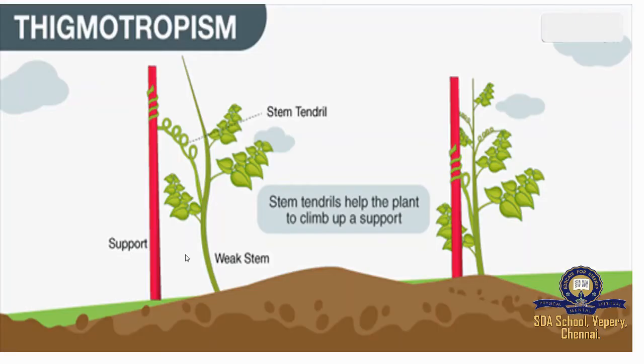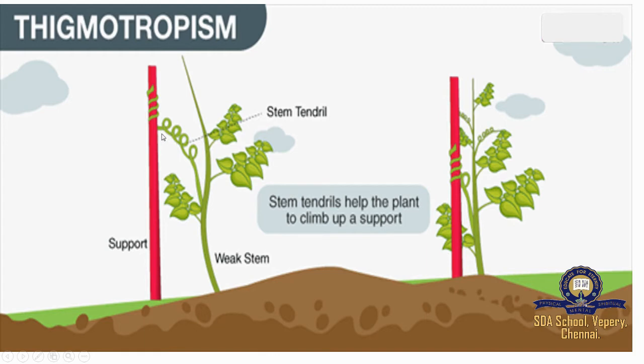The third type of tropism in plants is thigmotropism. Thigmo means touch. You would have seen these wiry stems, right? Climbers. They are known as climbers. So these wiry stems are actually known as tendrils. These are called stem tendrils. Tendrils move in the direction of the solid objects that they happen to come in contact with.